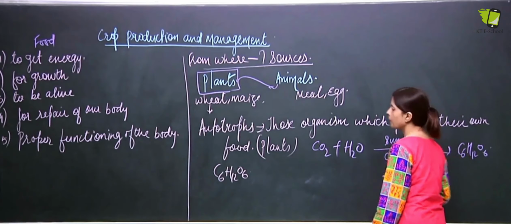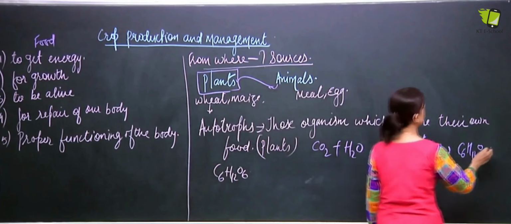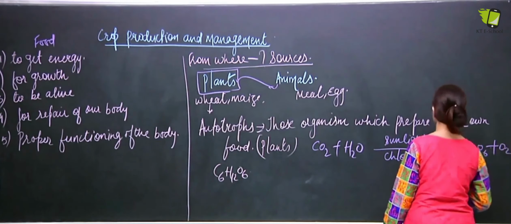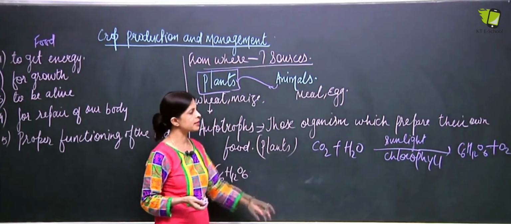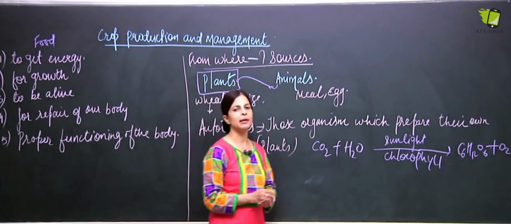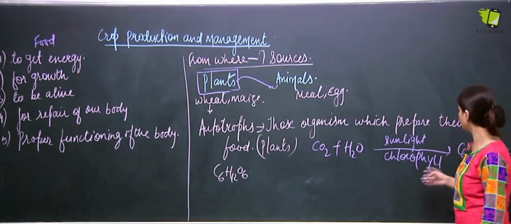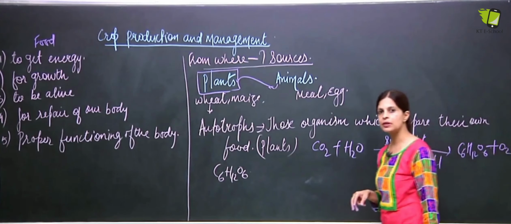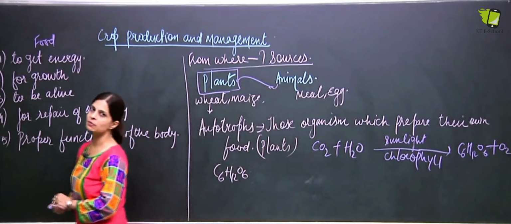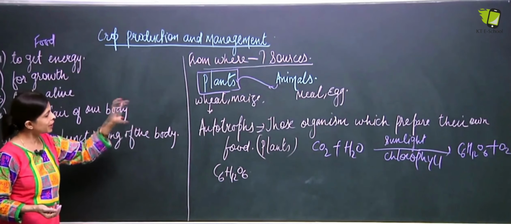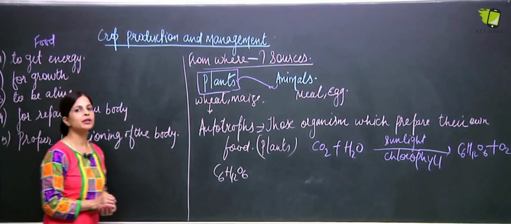And I should also write O2 here. Again, it is not a balanced equation, it is a skeleton equation. By using carbon dioxide and water in the presence of sunlight and chlorophyll, glucose is formed, and oxygen is a byproduct that is released, which is used by us. So the main thing: autotrophs, only the plants, can prepare their own food.